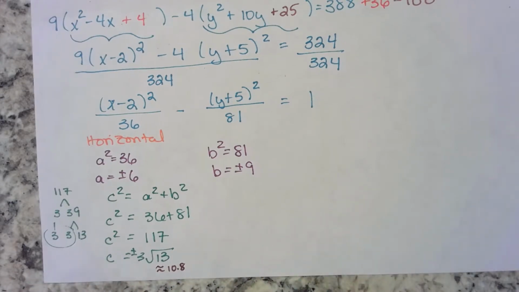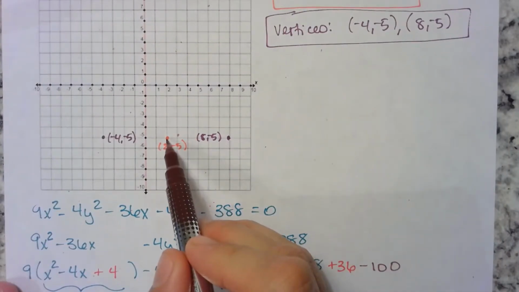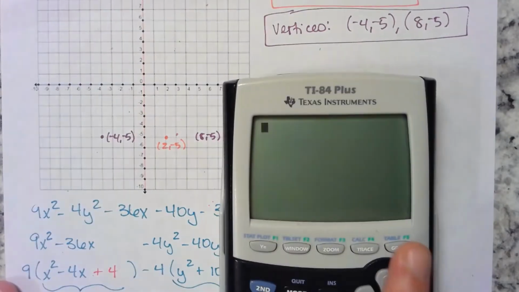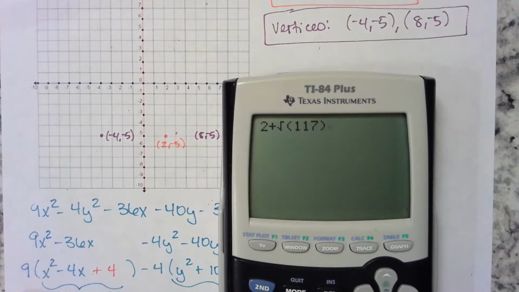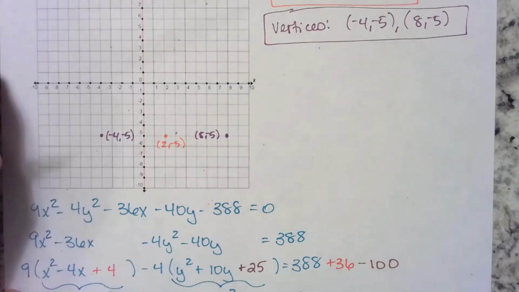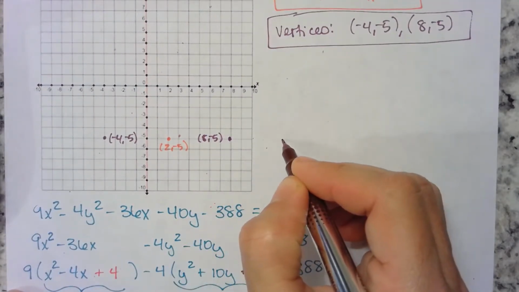We know we're going to the left and right of our vertex, right? So we're adding that c to this 2. So we're going to have 2 plus, originally it was the square root of 117. That's easier to type. Square root of 117. There we go. So we're going to go to about 12.8, right? So when we graph it, here's 10, 11, 12.8, something like that. This is going to be one of our foci.